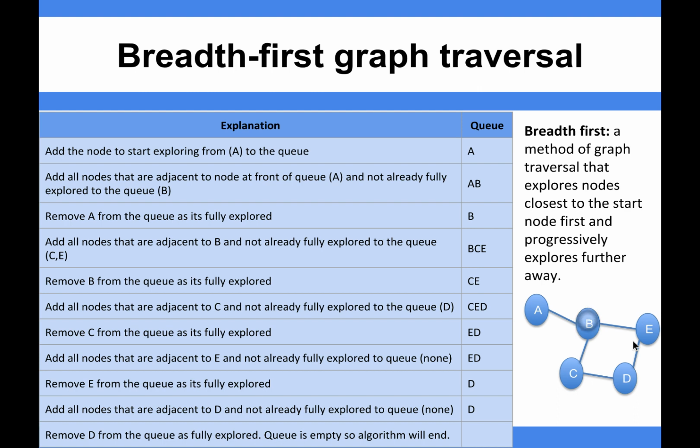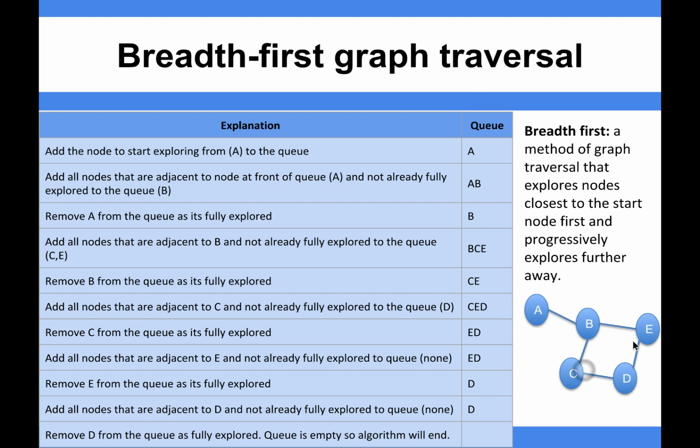Then the next step would be to remove A from the queue, because A hasn't got anybody else to explore that's joining to it. Once I've explored B, A becomes fully explored. So then our queue is just B on its own. Then add all nodes that are adjacent to B and not fully explored. So that's C and E. So you can see it's B, C, E. Now B has been fully explored, we remove it, so it becomes just C and E.